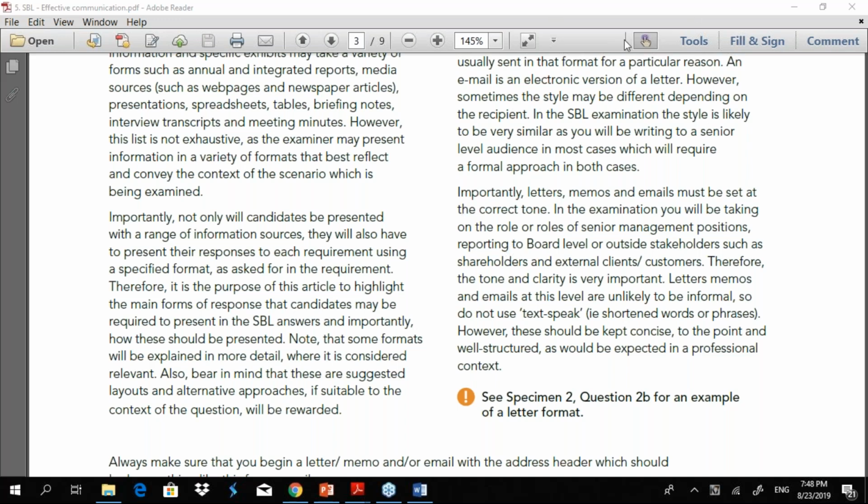Right, so since it's a memo, the letters, memos, and emails at this level are unlikely to be informal. So do not use text speak, shortened words or phrases. Don't use them anywhere, not only in this particular format. Of course, you can use NPV, IRR, things like that, but not the way you text. When you text your friend, you cannot do that in an exam. However, these should be kept concise, to the point, and well structured, as would be expected in a professional context, right? So within an office environment, we are always professional.